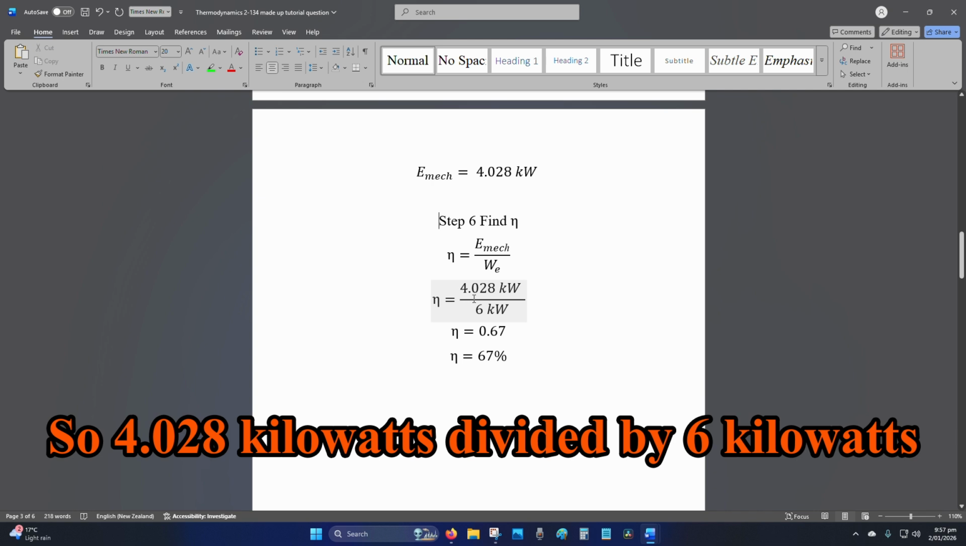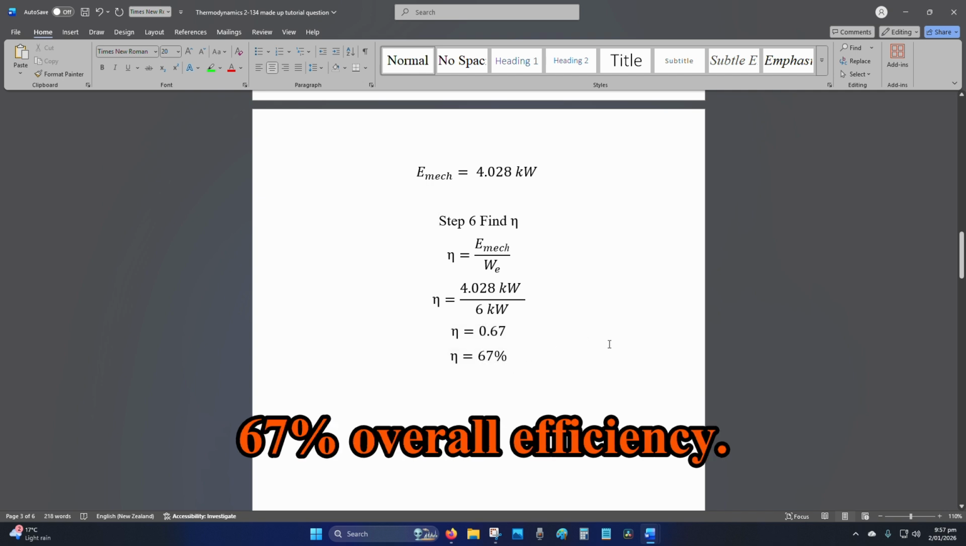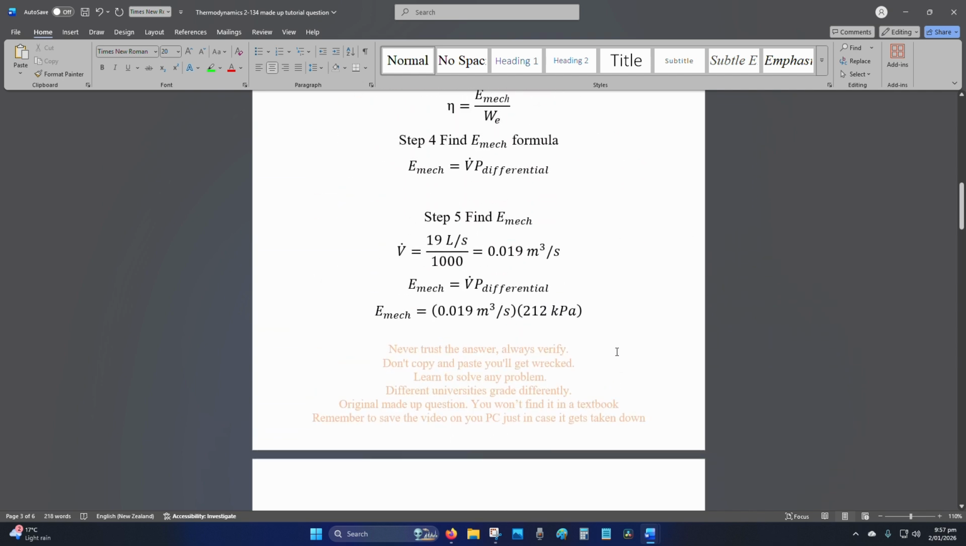So step 6, we can now backtrack and find the overall efficiency. So 4.028 kilowatts divided by 6 kilowatts gives us 0.67. So that's 67% overall efficiency.